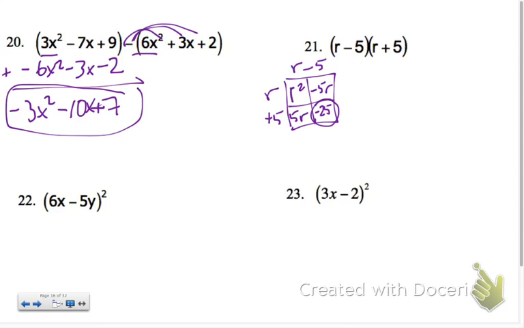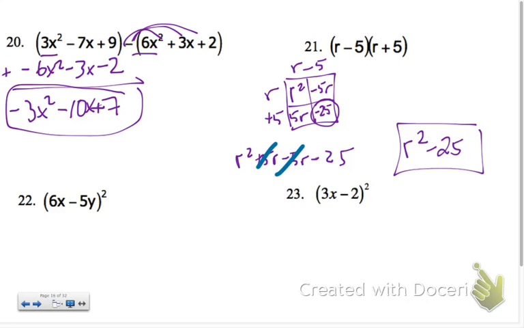So we now add those terms all together. We have r squared plus 5r minus 5r minus 25. And these terms end up canceling. So my final simplest result is r squared minus 25. Alright, and notice that if I was factoring, this is the difference of squares and it factors to this thing here, right? But I'm not, I was multiplying.